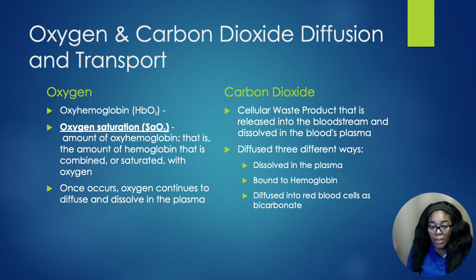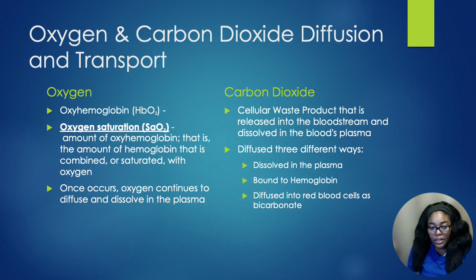Now, we'll talk about carbon dioxide again. Carbon dioxide is a cellular waste product that is released into the bloodstream after the body has used the oxygen, and it is dissolved in the blood's plasma. So it can be diffused in three different ways. Again, it's dissolved in the blood's plasma. It can be bound to hemoglobin, or it could be diffused into red blood cells as bicarbonate.